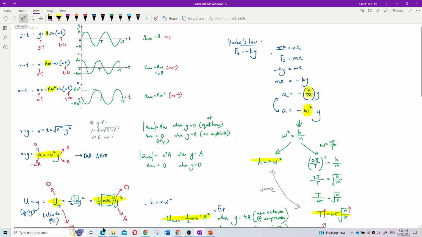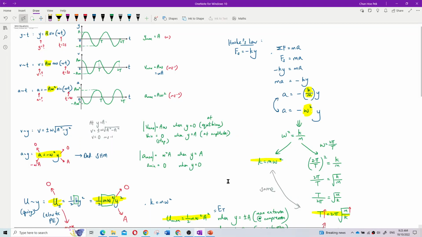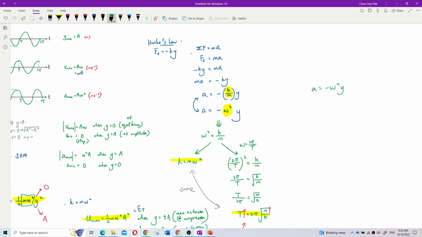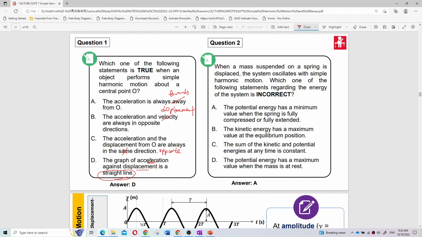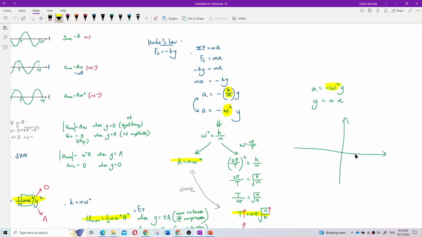He's talking about acceleration and displacement, right? What kind of graph is that? Linear. a equals negative omega squared y. You want to draw acceleration and displacement, that means a versus y. This is actually a y equals mx graph, a linear graph, a straight line. Negative omega squared is the gradient, and it's a negative gradient. And this graph passes through the origin.